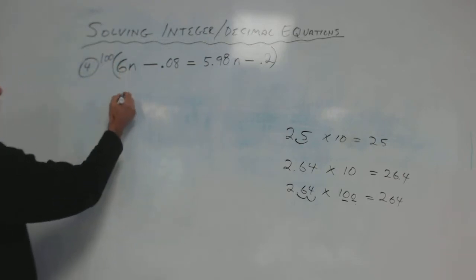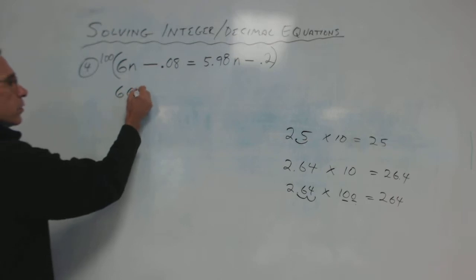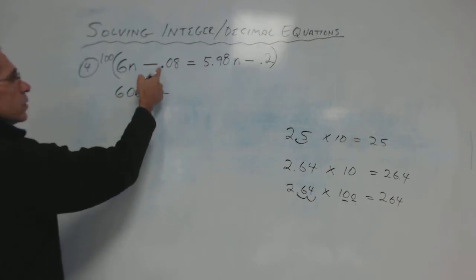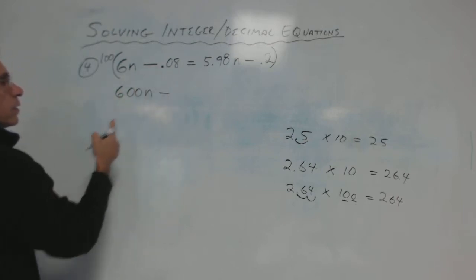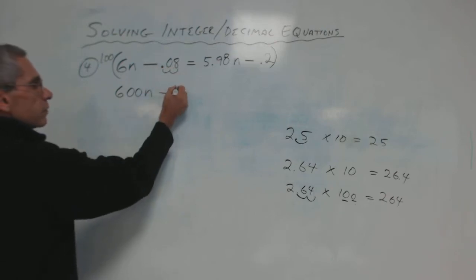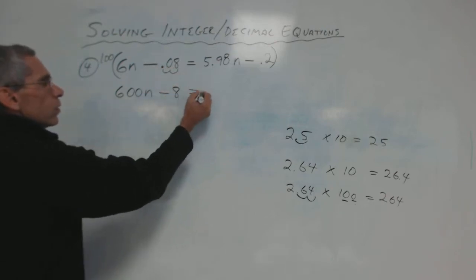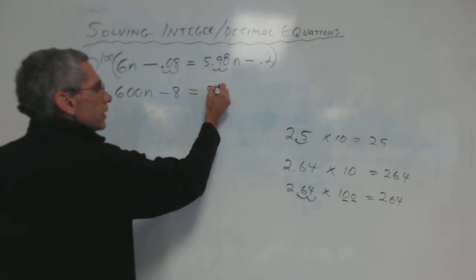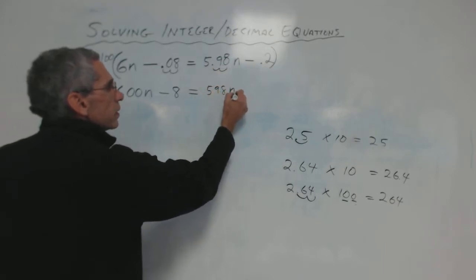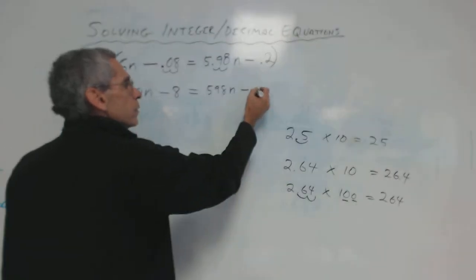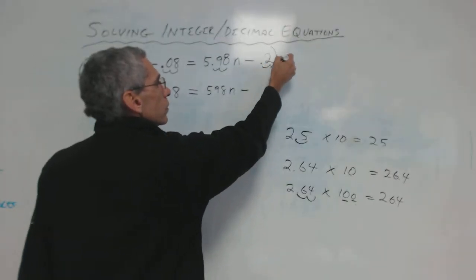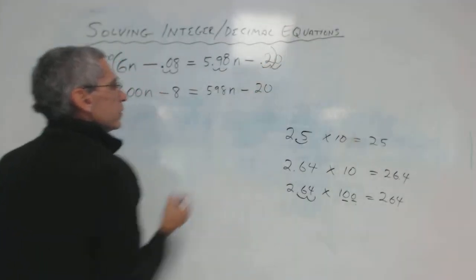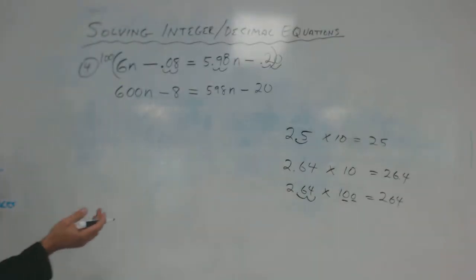So if I multiply it times 100, 6 times 100 is 600n minus, what is 0.08 times 100? 8, right? That's kind of easy. Equals 598n minus, what would that be? 20, right? Minus 20.